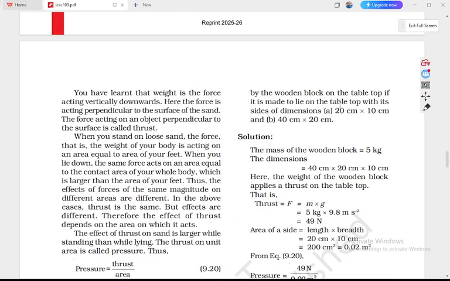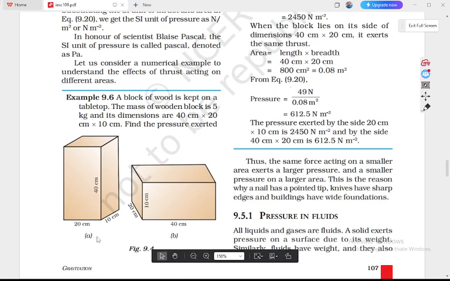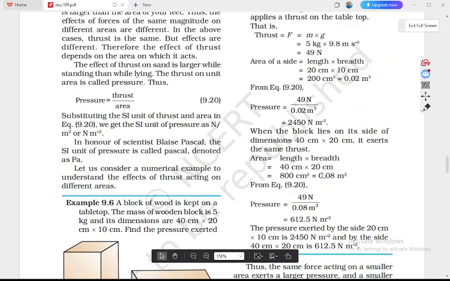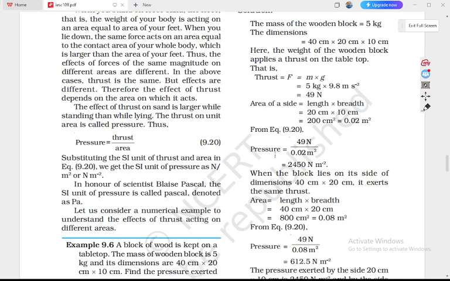The wooden block is made to lie on the tabletop with its side of dimensions 20 by 10 centimeters. The mass of the wooden block is 5 kg, and its weight applies a thrust on the tabletop. Thrust F equals m into g, where m is 5 kg and g is 9.8, so 49 Newton. Area of the side, length into breadth, is 200 centimeter square. Therefore, pressure equals force by area, 49 Newton by 0.02, that is 2450 Newton per meter square.